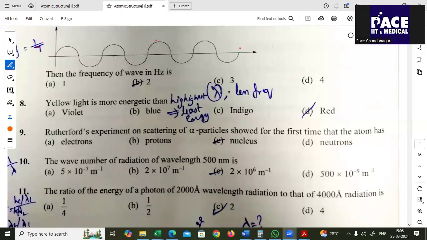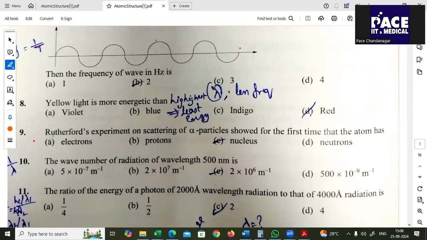Next question. Yellow light is more energetic. Higher energy means less frequency, less frequency means more wavelength, right? So you go on with this red here because as compared to the yellow, everything else has got more frequency. Least frequency is for the red, which means less number of vibrations or number of oscillations per second is less for the red, because red is the fastest traveling color.